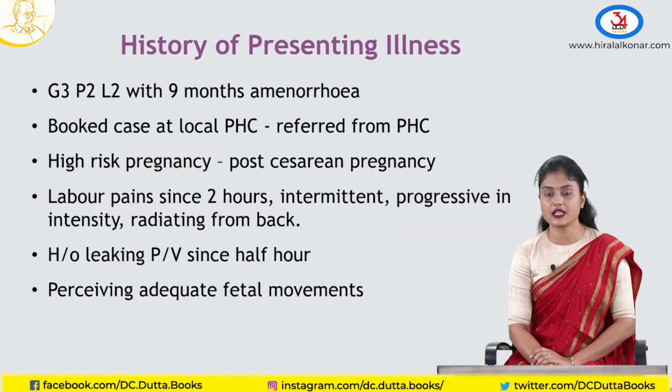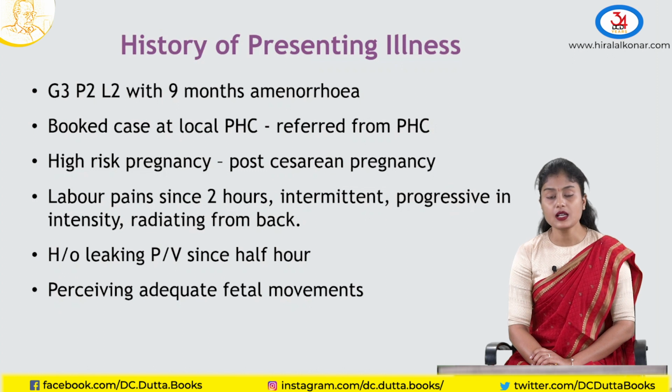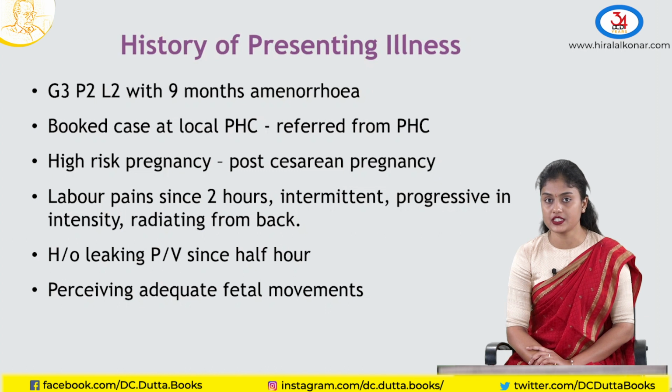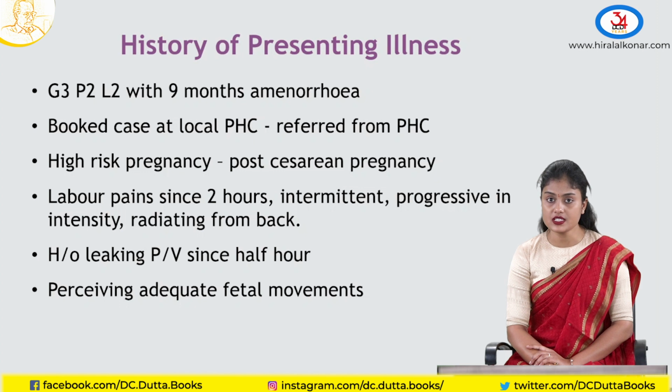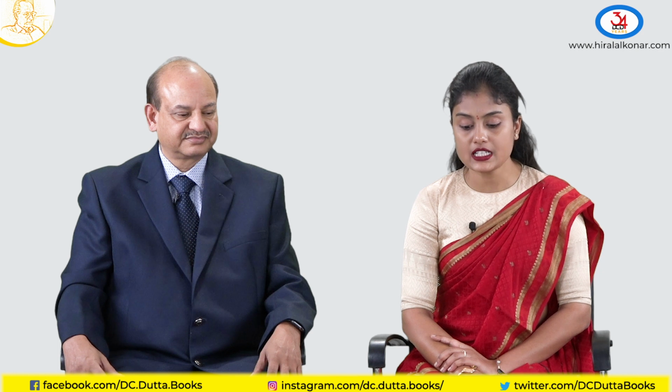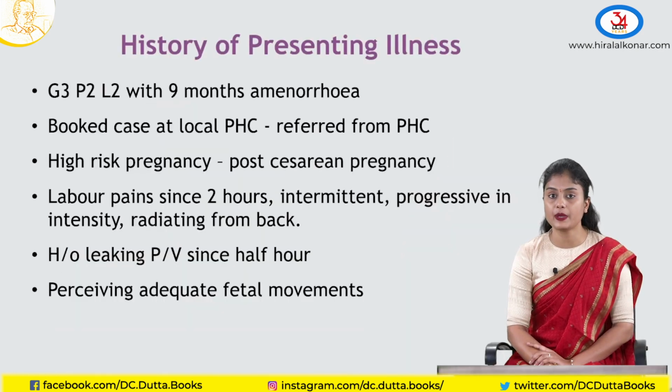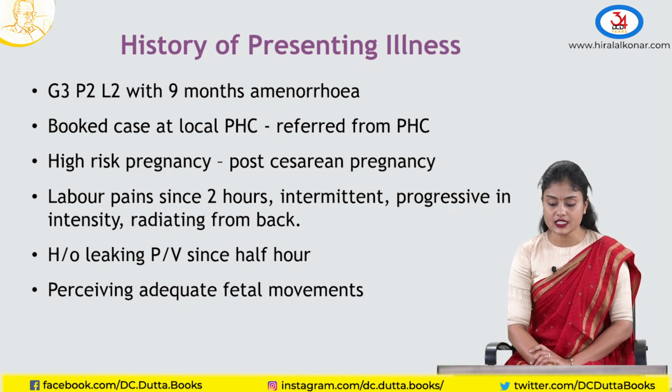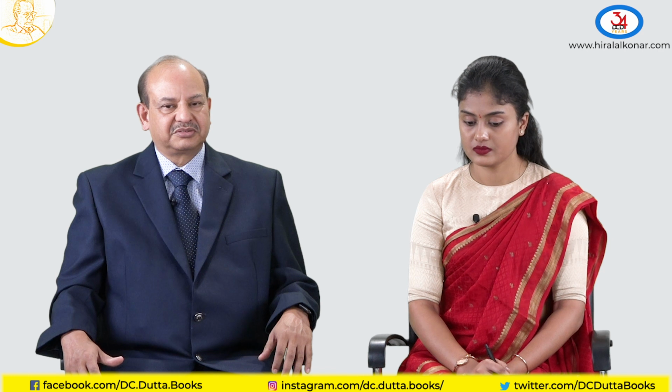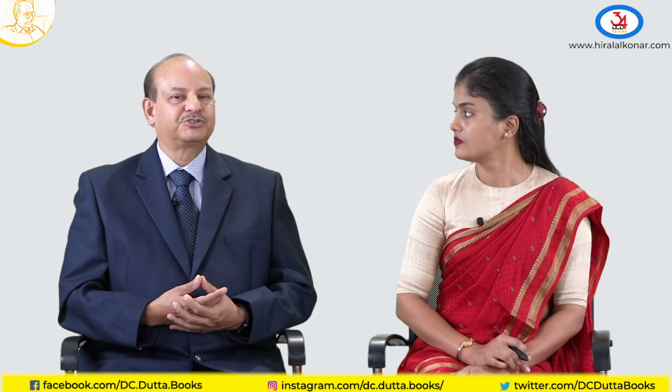Going ahead with history of presenting illness, she is a third gravida, para 2 living 2 with 9 months of amenorrhea. She was a booked case at local PHC where she was referred today in view of high risk pregnancy, that is post Caesarean pregnancy. Labor pains since 2 hours, intermittent in onset, progressive in nature, increasing in intensity and radiating from back. This was the type of pain she had, and history of leaking per vagina since last half an hour. Perceiving adequate fetal movements. So, what are the other characteristics of true labor pains?